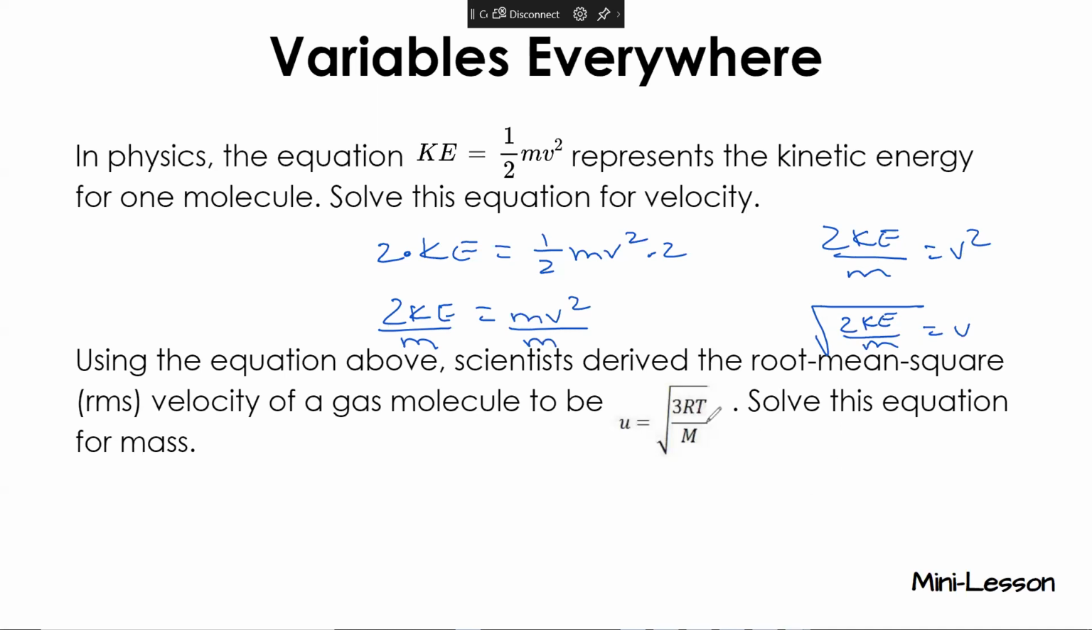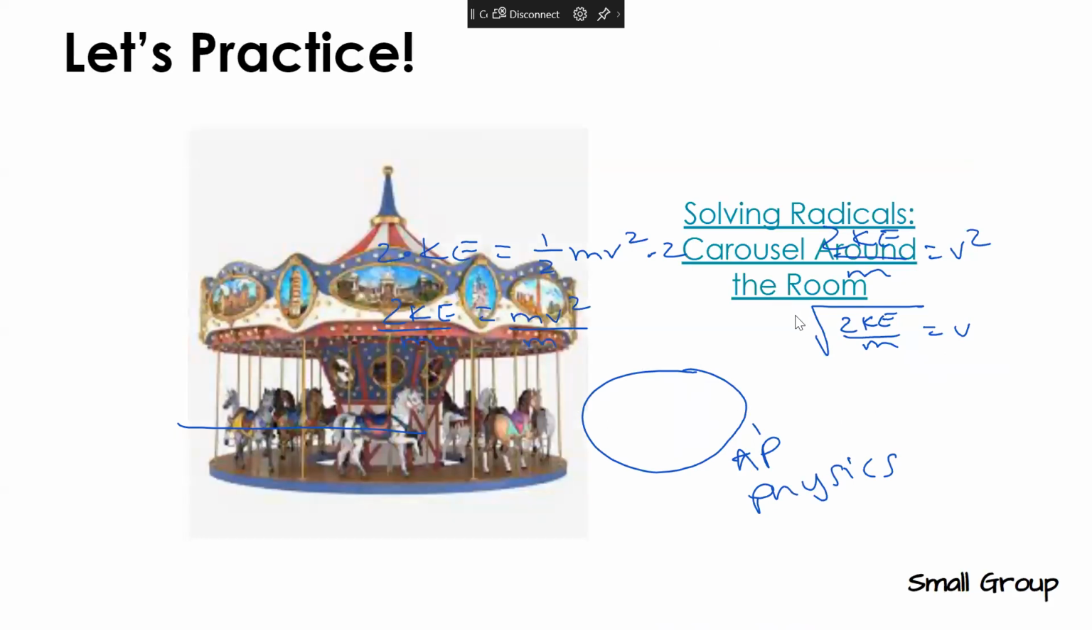You're able to do it. Same concept is going to happen down here at the bottom. There is a velocity of a gas molecule. This you will only see in AP physics. You can take regular physics or you can take AP physics. I took AP physics. It wasn't that bad. Y'all are pretty good at math.